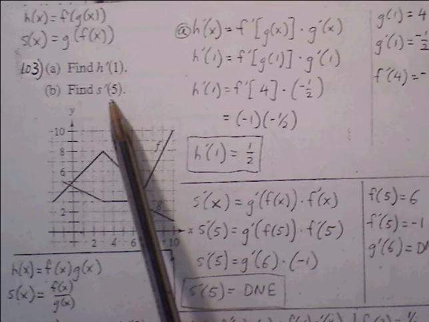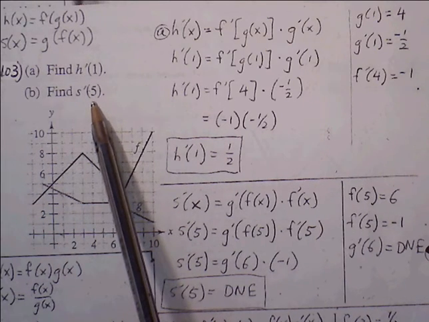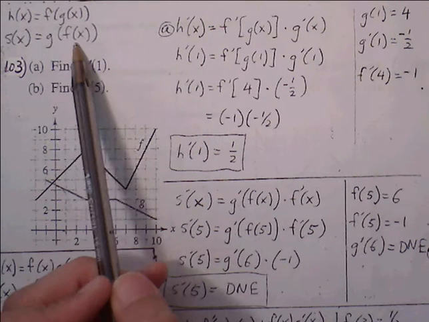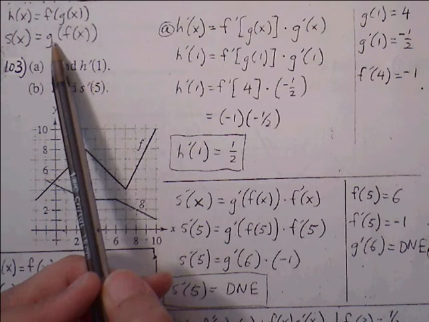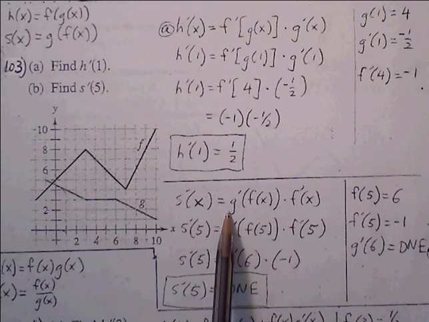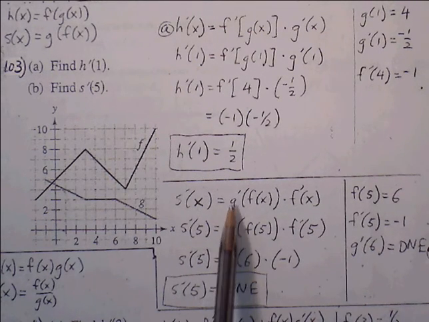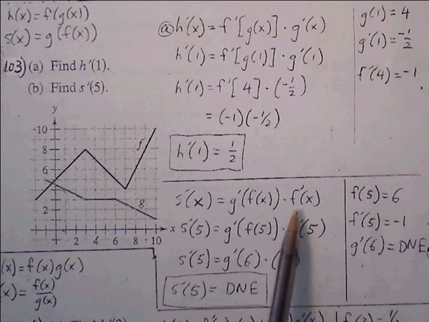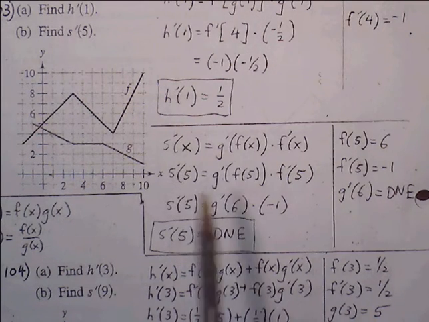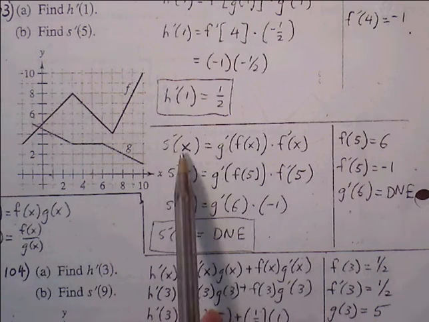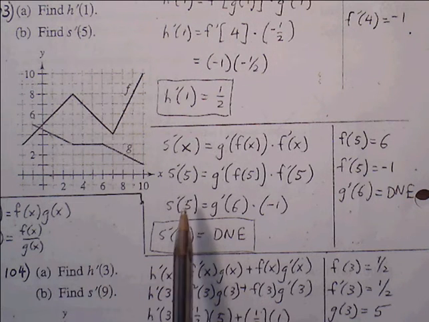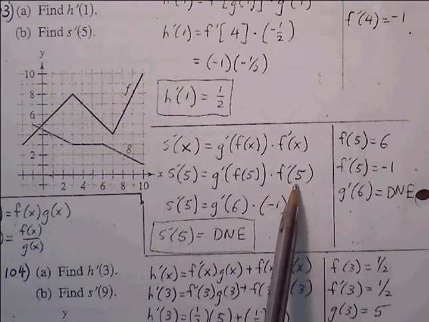Okay, find s prime of 5. To find s prime of 5, we need to first identify what s prime of x is. So for s prime of x, we have to go through the chain rule again. The outer function's derivative, so g prime of f of x, times the inside function's derivative, f prime. So same steps as before. We're going to replace every x we see with 5 because we want to evaluate s prime of 5.